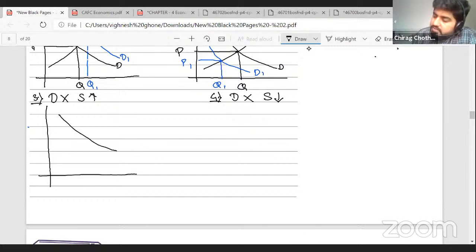Okay, so this is our demand curve. This is our supply curve, equilibrium quantity and equilibrium price, which is the basic thing. Now in this scenario, friends, what is happening?